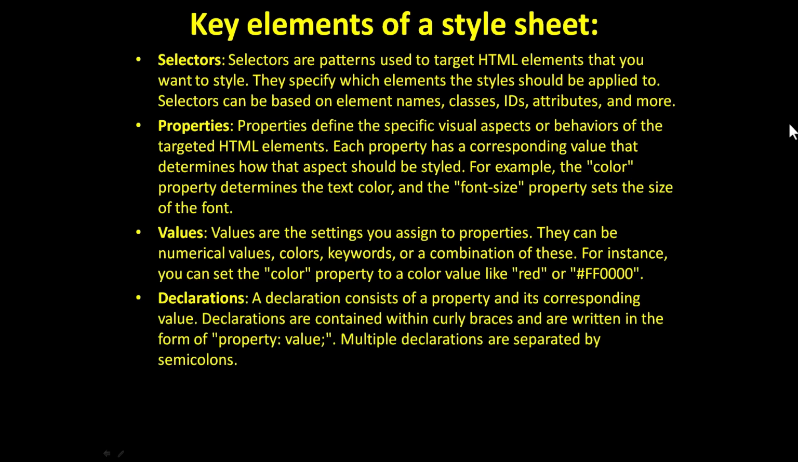The next one is declaration. A declaration consists of a property and its corresponding value. Declarations are contained within curly braces and are written in the form of a property and value. Multiple declarations are separated by a semicolon.